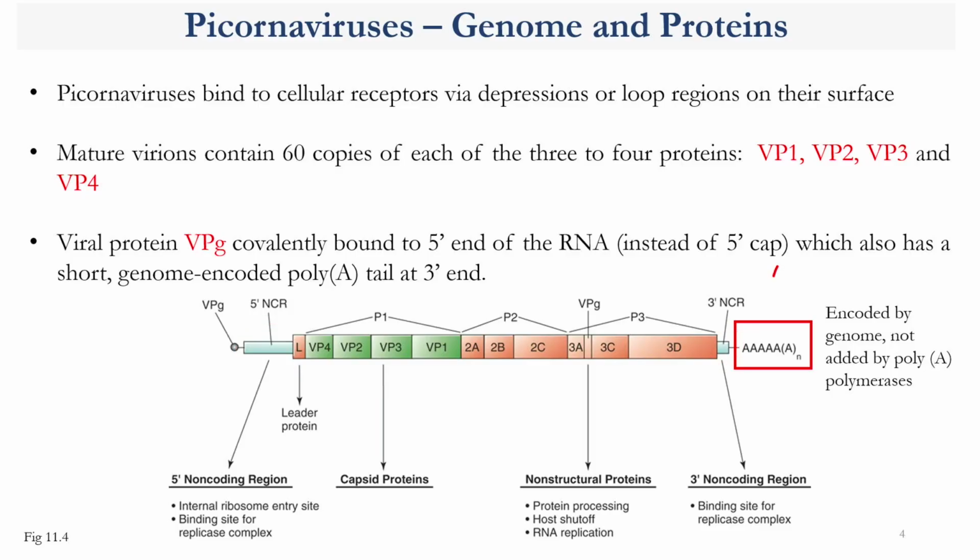what you'll notice is the poly A tail. In this case, normally the enzyme that adds poly A to mRNA in the cell is poly A polymerase, okay? But in this case, the poly A tail is actually encoded by the genome. So there is a sequence in the genome of the virus itself that once it's replicated, it adds that poly A tail into the RNA, okay? So we'll look through these proteins and we'll see how this works.